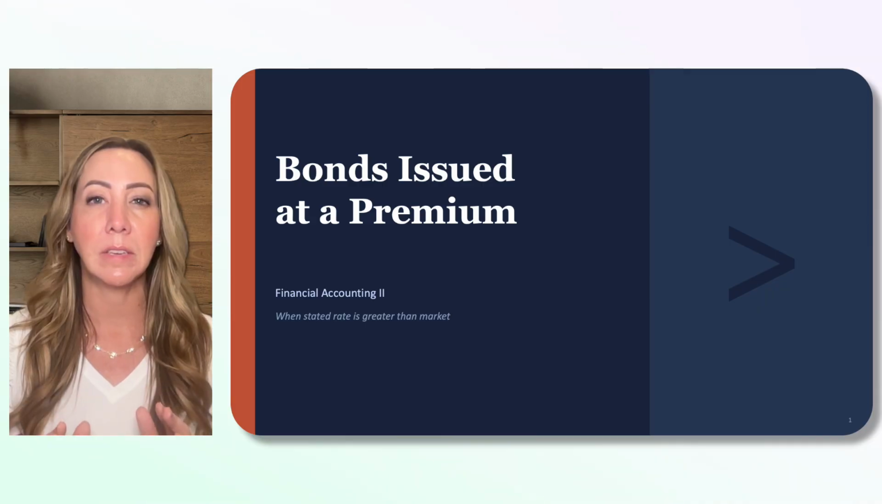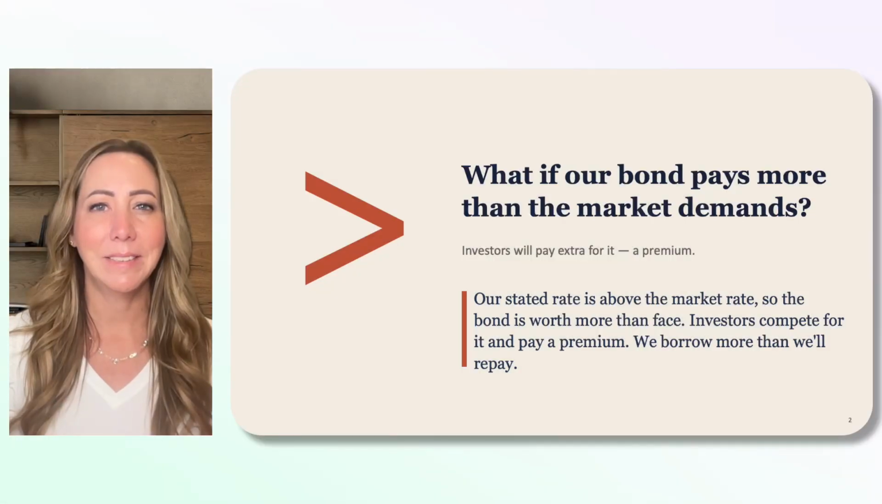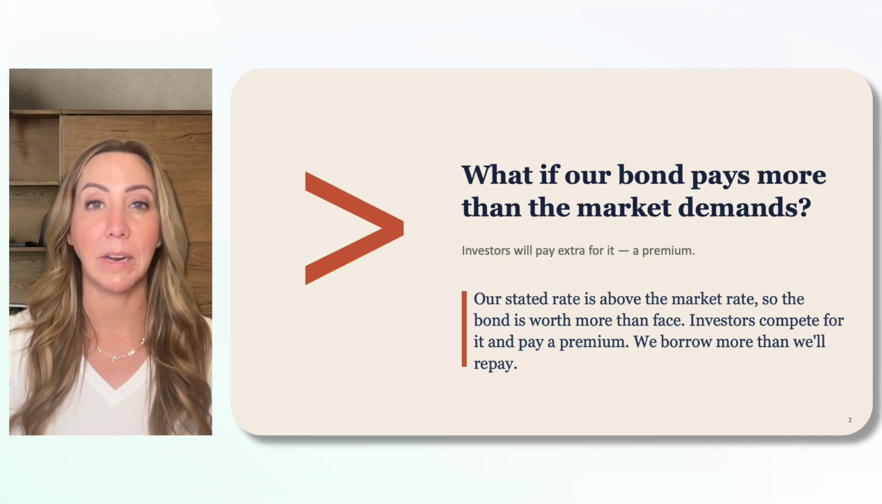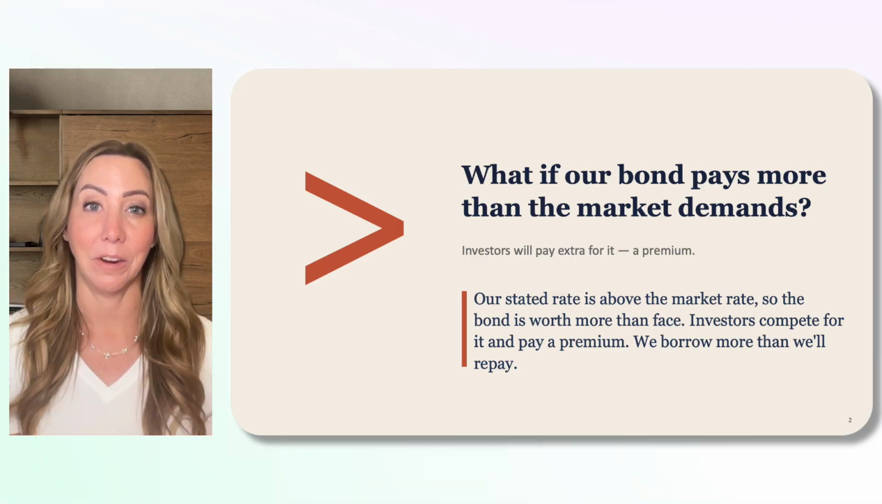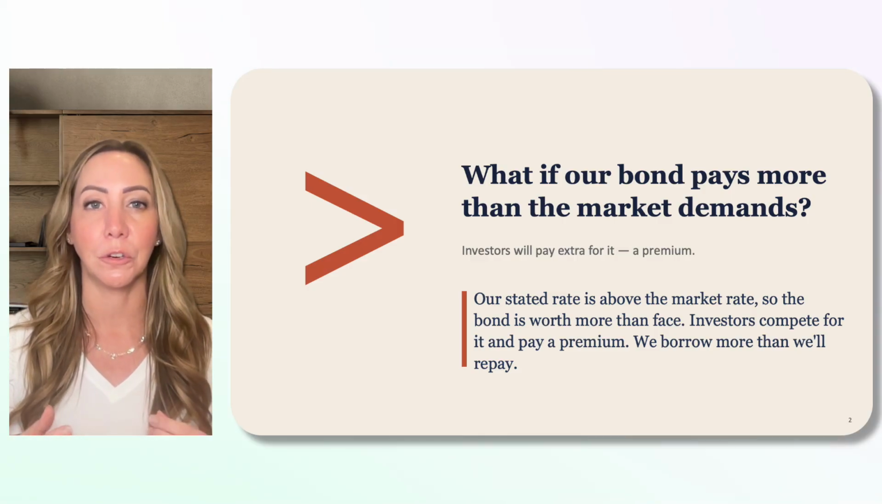If you haven't watched the discount lecture, I recommend watching it first. Let's set it up with the opposite situation. This time, our bond promises a stated rate of 12%, but the market is only demanding 10%. Now, our bond is more attractive than what's out there. It pays more than investors could earn elsewhere.